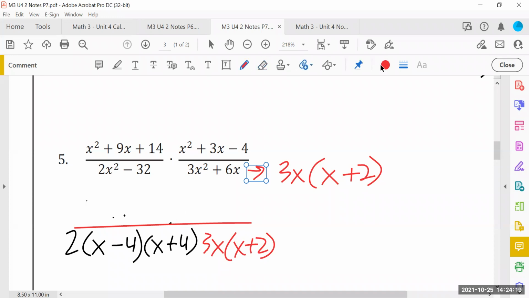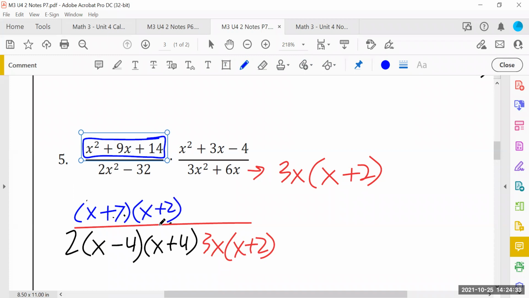So in the top, if I kept going, this part would be x plus 7 and x plus 2. And this piece right here would be x plus 4 and x minus 1. So that would be it factored all the way out.